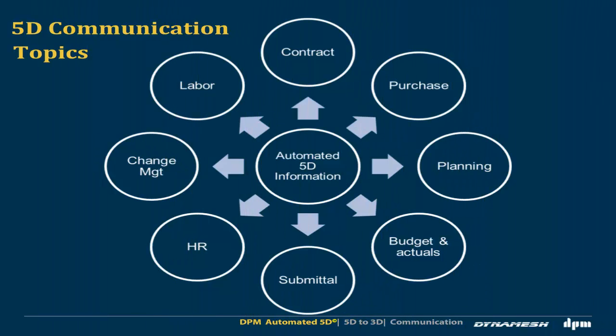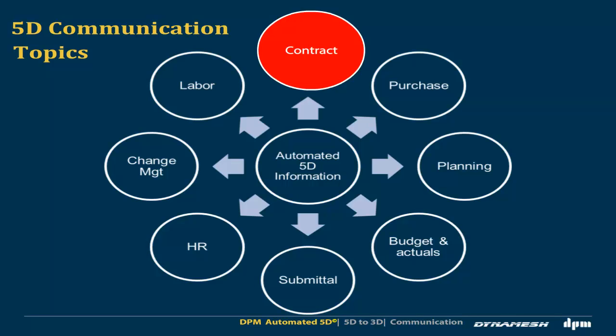The automated 5D system includes any construction information that can cover any topic. Thus, the communication spans contracts, procurement, planning, budget and actuals, submittals, HR, labor management, change management, etc. In this demo, we will show specific contracts reporting.